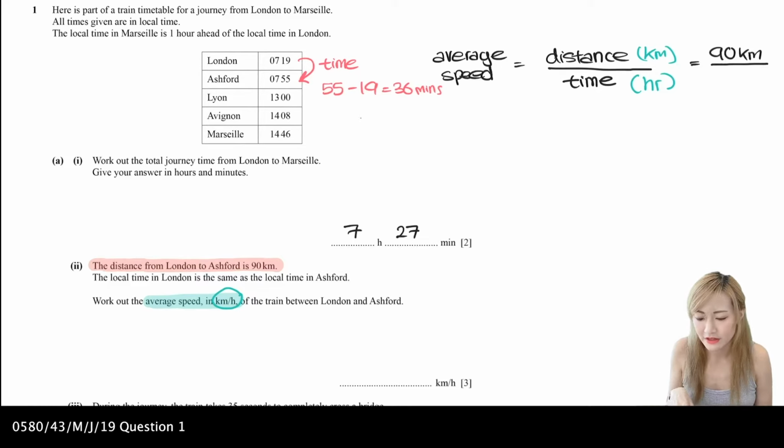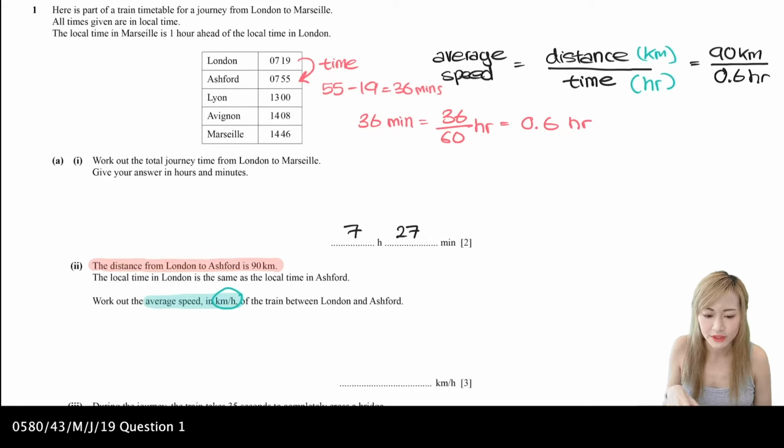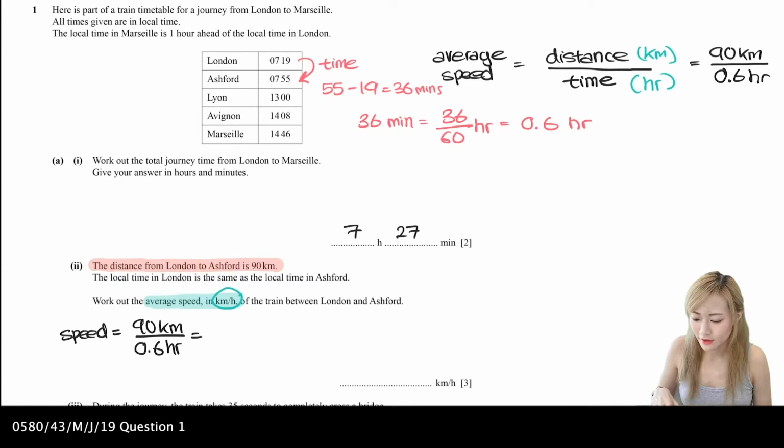So we are given the time in minutes, not hours. So we need to convert it to hours first. And we convert it into hours by dividing by 60 because there's 60 minutes in an hour. So that's 0.6 hours. So average speed equals 90 kilometers divided by 0.6 hours. So that's 150 kilometers per hour.